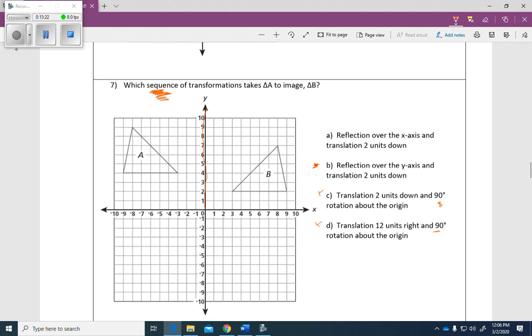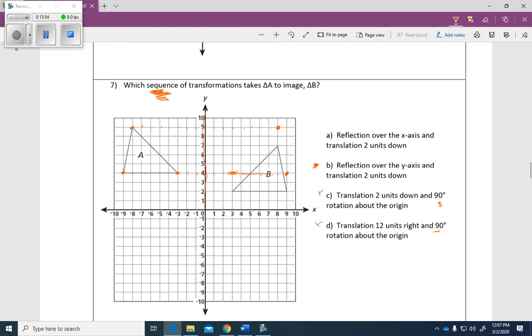So let's do it. Let's reflect over the y-axis. This point is 1, 2, 3 away. Go 1, 2, 3 away. This top point is 1, 2, 3, 4, 5, 6, 7, 8. Go 8 away. It's looking pretty good to me. This last point is 9 away. Go 1, 2, 3, 4, 5, 6, 7, 8, 9.